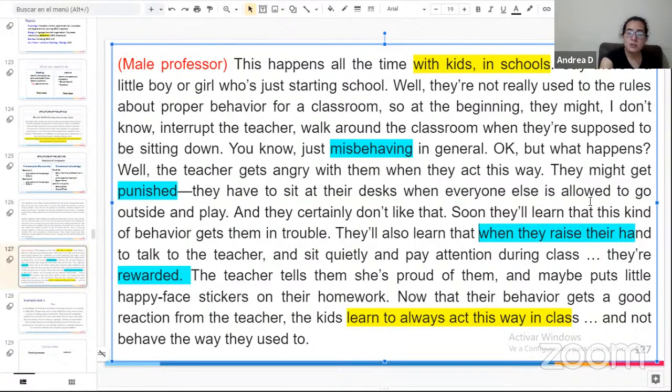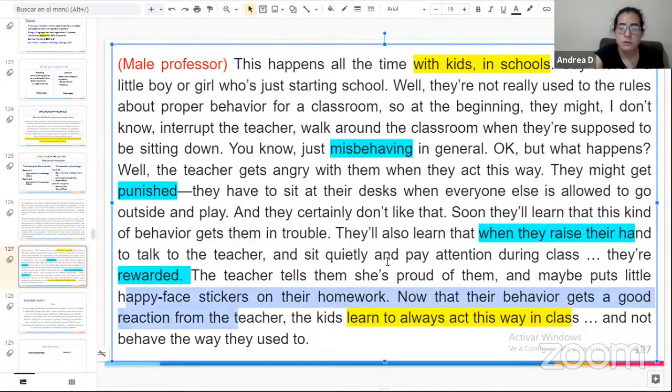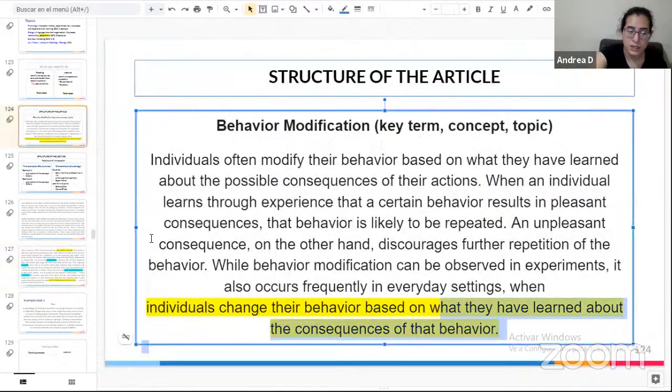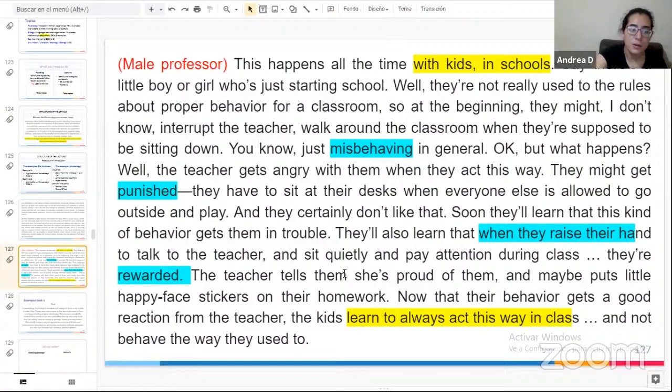Now you can mention some of the details like interrupting the teacher, walking around the classroom, or she's proud of them, happy face stickers, raising their hand. Those are details, examples that you can mention one or two, but you don't necessarily need to explain them so much. You need to focus on the most important part, which is showing how this example illustrates this definition that you guys have found. Okay, that's when you're explaining.